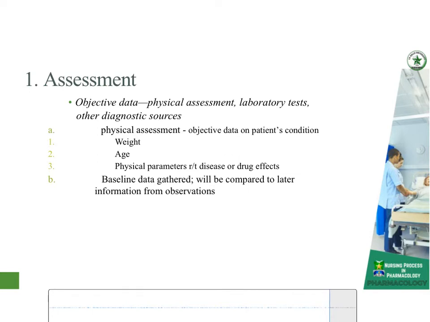And based on assessment data, the nurse must identify high-risk patients also. Okay? So, what are high-risk patients? These are patients likely to have adverse reactions. The patient's health history, physical assessment, and laboratory results are sources of these data.